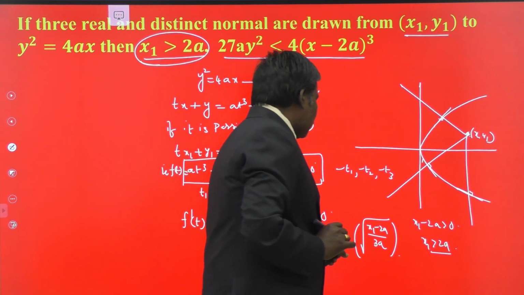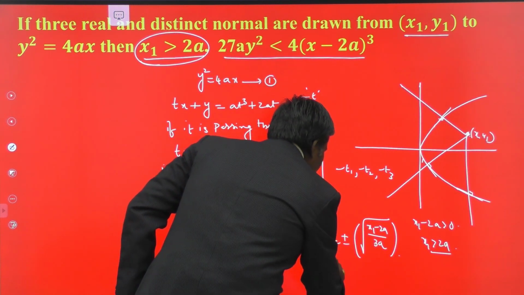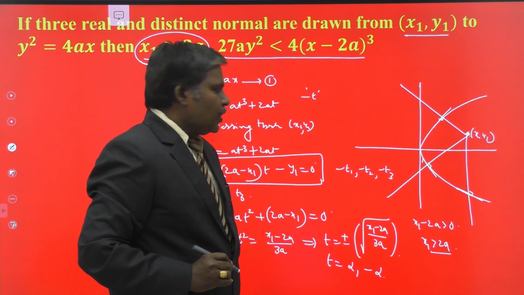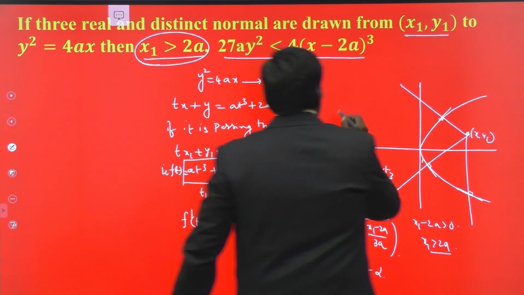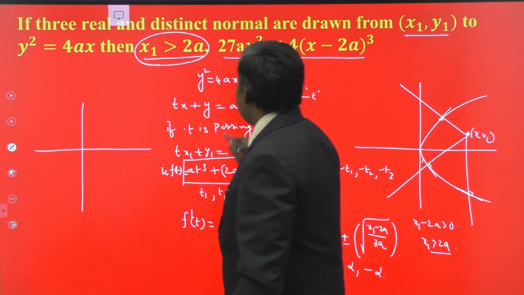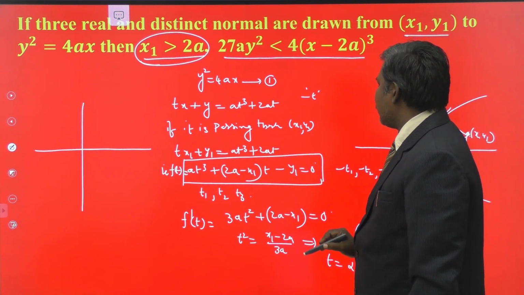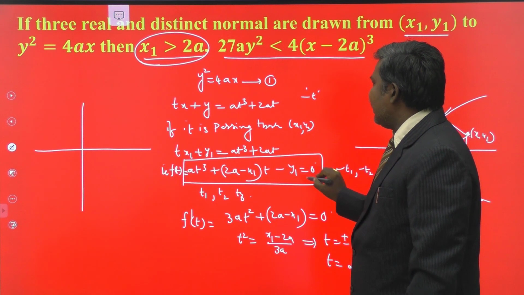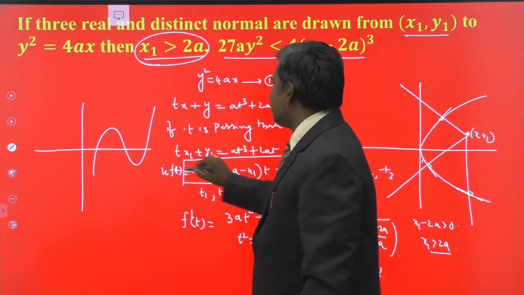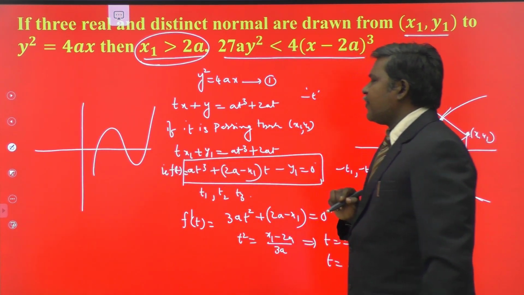So your t is equal to what? Plus or minus the root of (x1 minus 2a) by 3. So one root is alpha, then the other root is of the form minus alpha. Now see here, this cubic equation at cube plus (2a minus x1) into t minus y1 equal to 0 has three real and distinct roots. The curve may be in this form. This is not a parabola. This is the equation. The graph is related to this one, f of t.